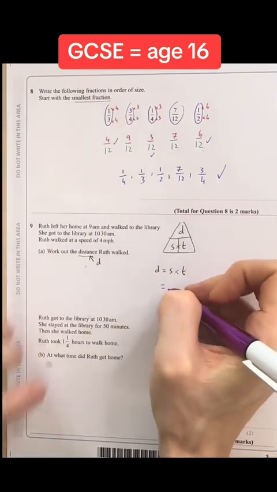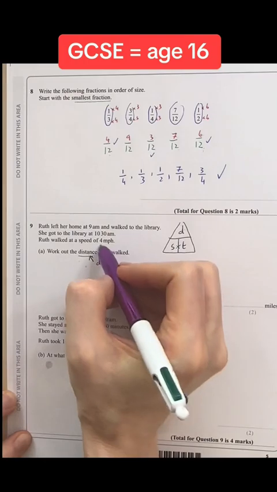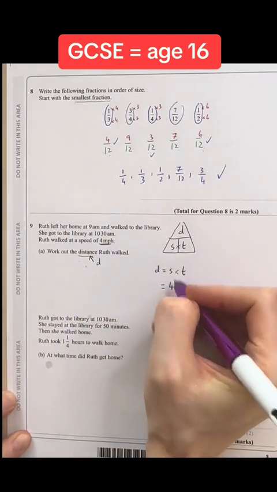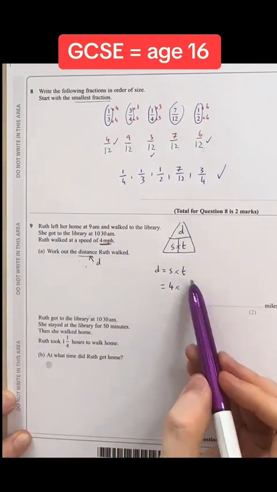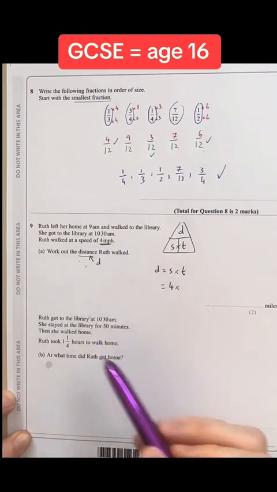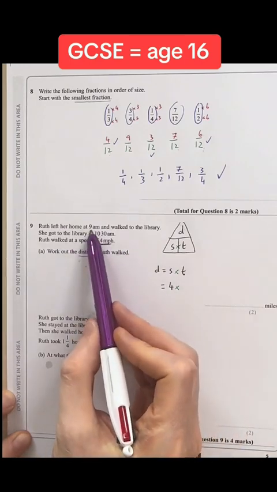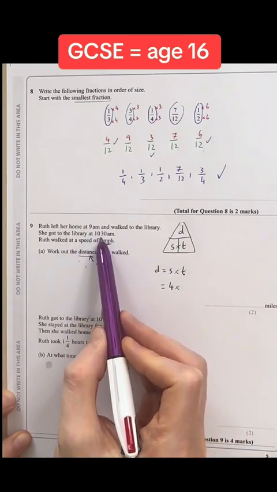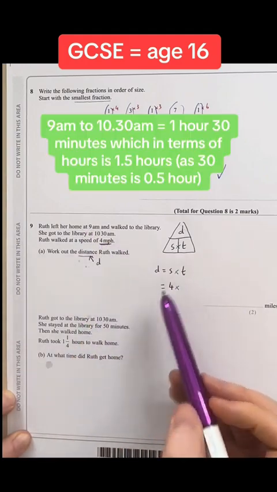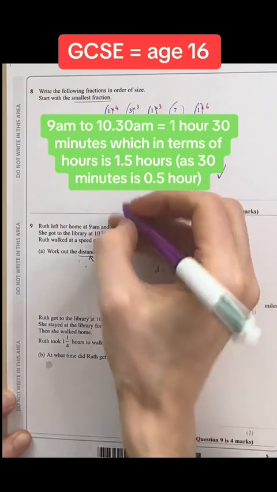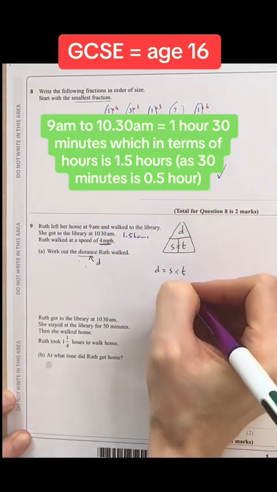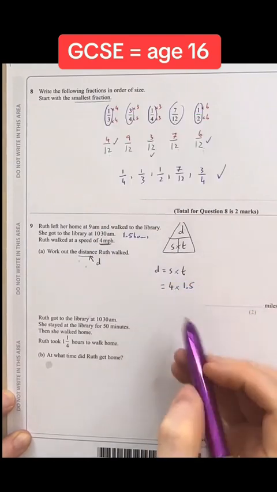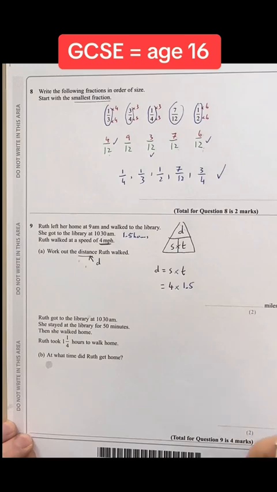Looking at my question, I know her speed, in this case, is 4 miles per hour. So 4 multiplied by the time. As her speed is in miles per hour, we want our time also to be in hours. She left her home at 9 a.m. and she got to the library at 10:30. So between 9 and 10:30 in terms of hours, that's 1.5 hours. So I'm going to multiply by a time of 1.5. And 4 times 1.5 will give us 6.